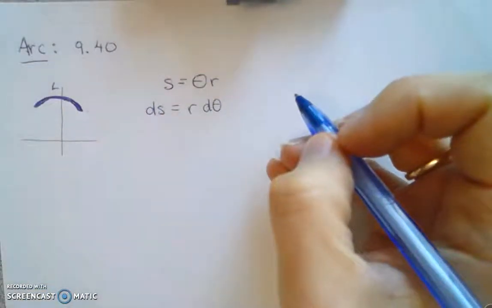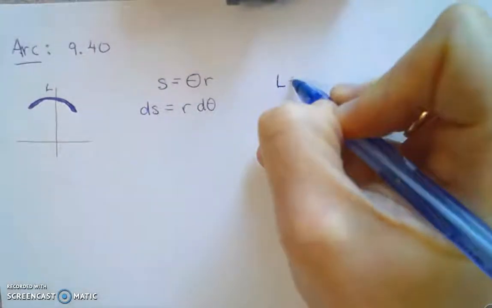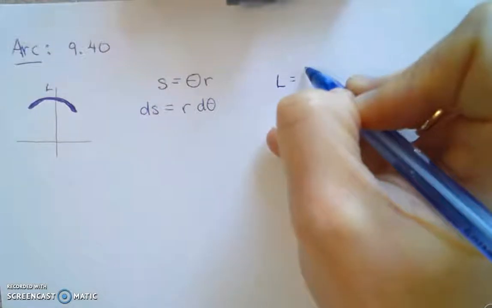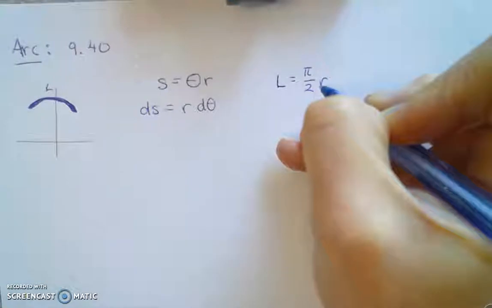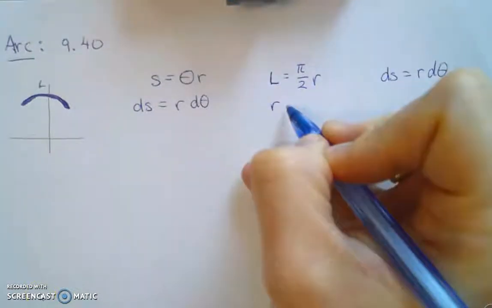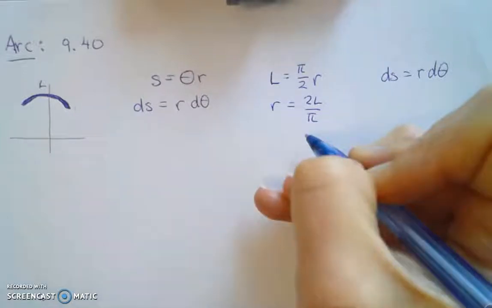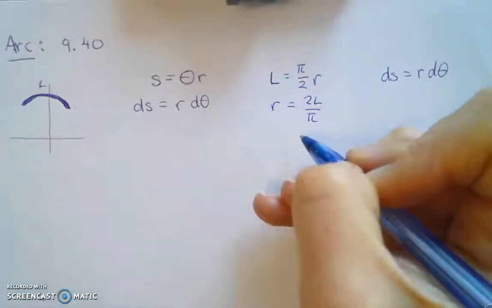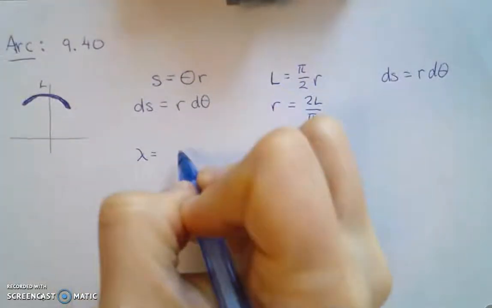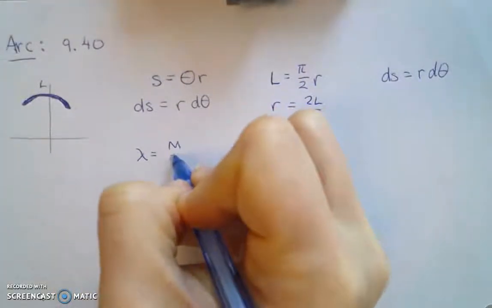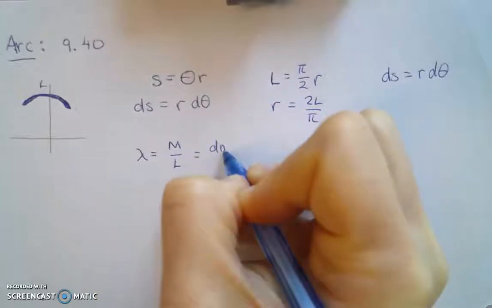After all, L, the length of that piece, is simply a fraction of the circumference. In this case, it's pi over 2 times r. We need r at any point. That's going to be 2L over pi. Now, we ought to be in fairly good shape to set up our linear mass density, m over L, also our very useful dm ds.